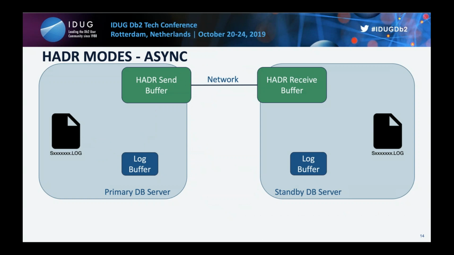All right, async. So the first two methods we talked about, sync and near sync, are high availability modes. The next two we're going to talk about, async and super async, are disaster recovery modes.